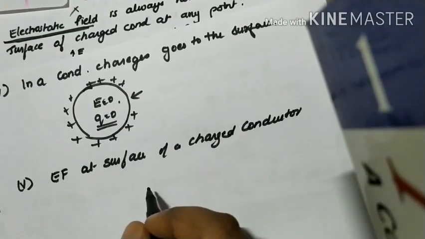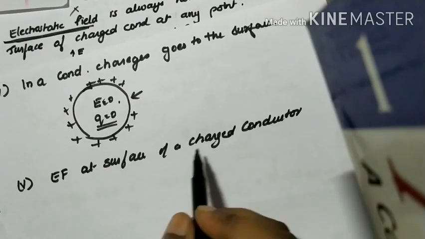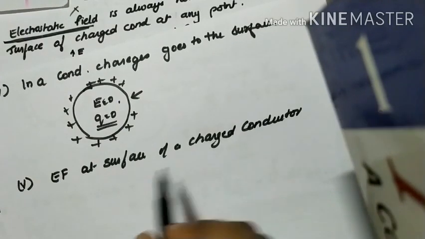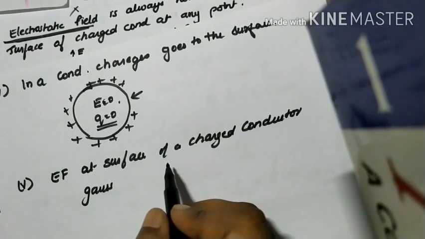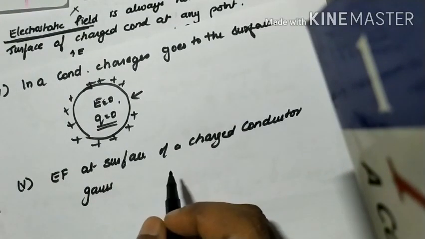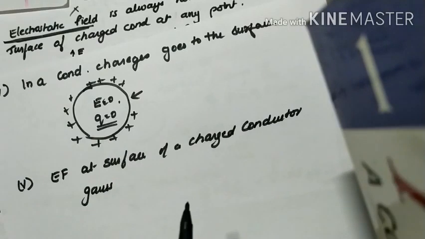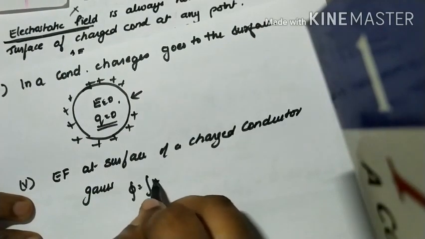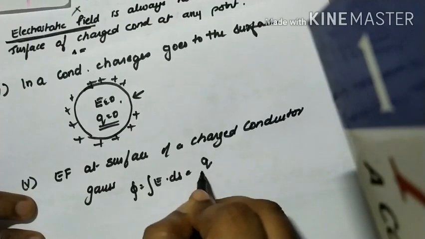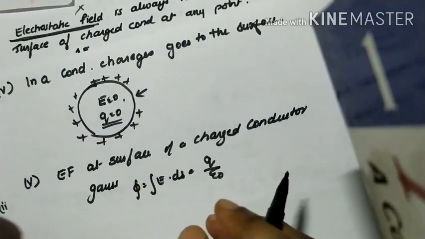You are asked what the electrostatic field at the surface of a charged conductor is. So what is Gauss's law? We require an electrostatic field equation. What is the equation for a surface, at the surface of any conductor? So Gauss's law, what does it say? Phi is equal to the integral of E dot ds, which is equal to Q by epsilon naught, for any enclosed surface.